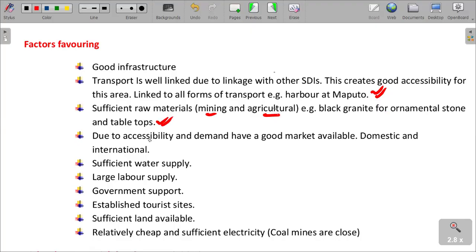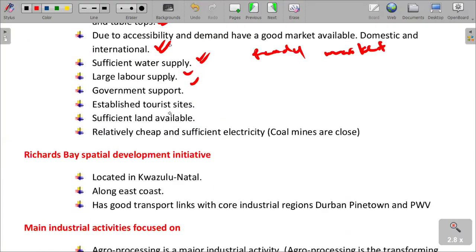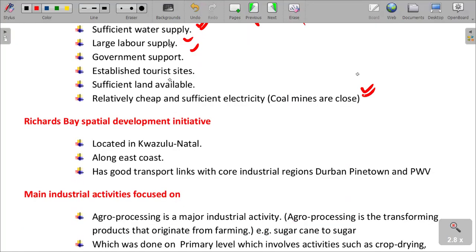Due to accessibility and demand, you have a good market available, domestic and international. We are saying ready market. Ready market is also another factor that we need to look at. Water supply is a good factor again. Large labor supply and government support remain very important in that regard. Relatively cheap and sufficient electricity, which is coming from coal mines that are close to it. We also need to understand that.